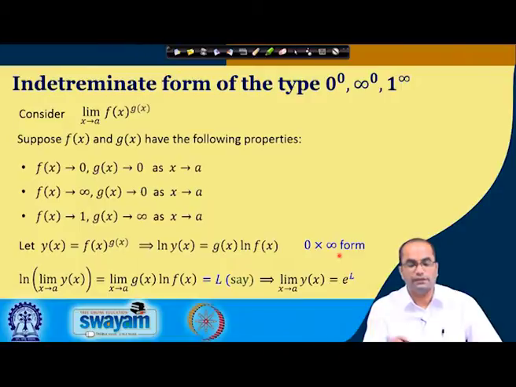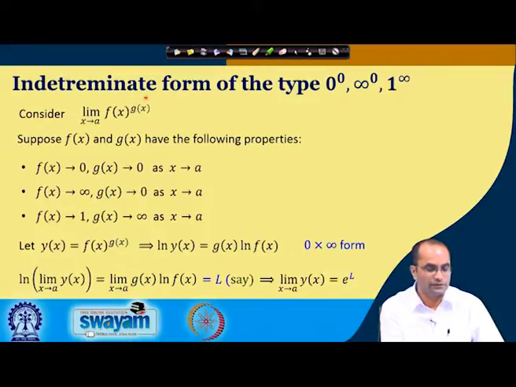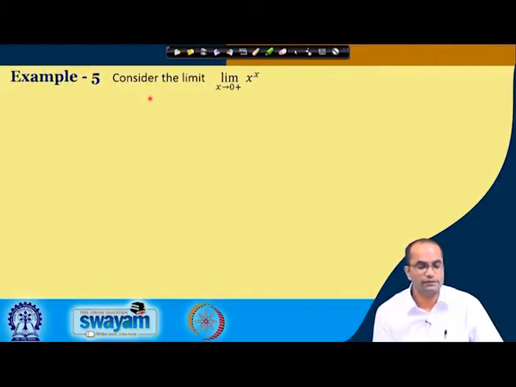So, what we have seen is that all these types of forms, 0 power 0, infinity power 0 and 1 power infinity, can be handled by taking the logarithm of this function y, which we have assumed as f(x) power g(x). Now, let us take the example x power x as x goes to 0.